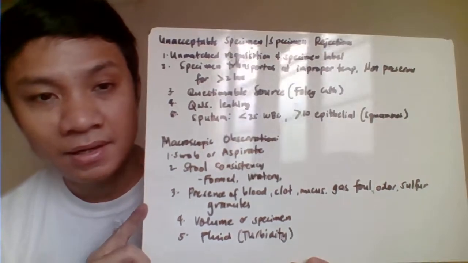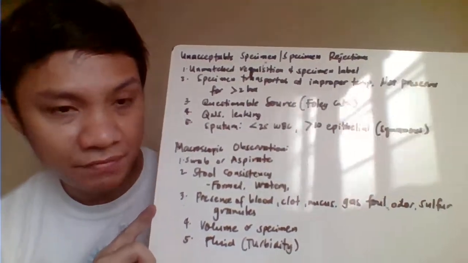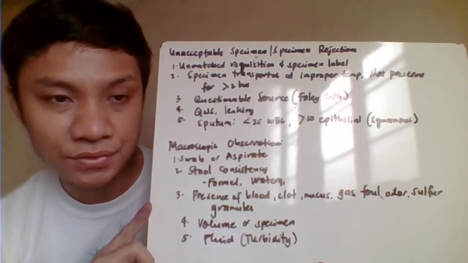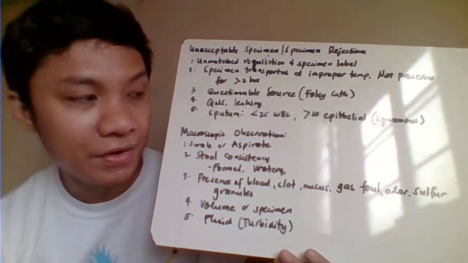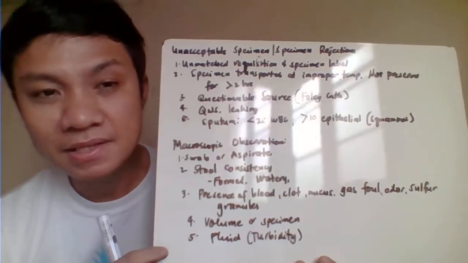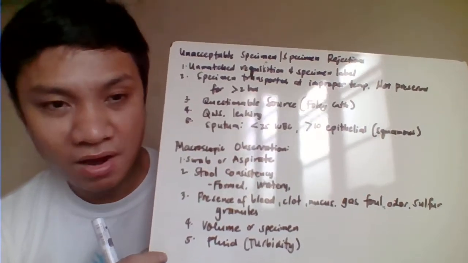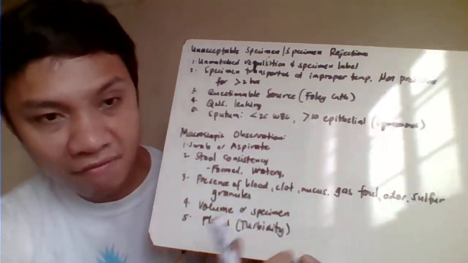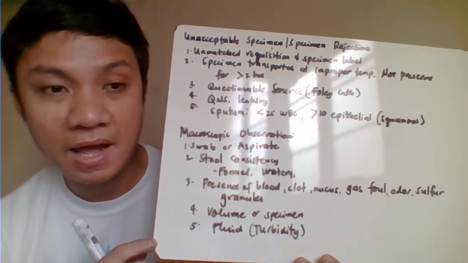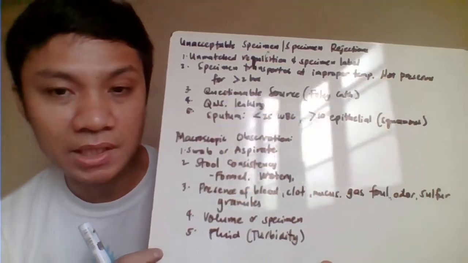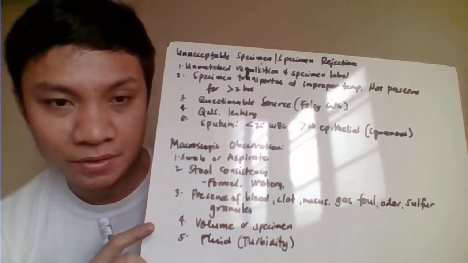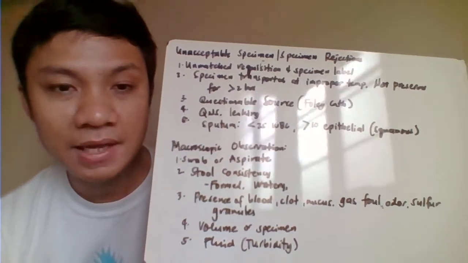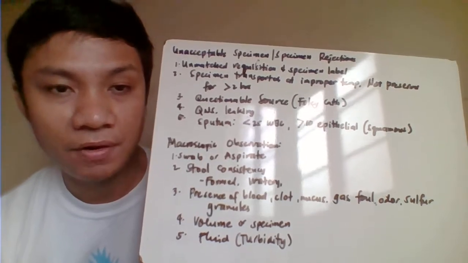Third one, you should also try to take note for the presence of blood, mucus, and we have also here the sulfur granules, mga distinct na characteristic odor. So, ang mga ito, it might signify that what you have are anaerobic na organisms. Number 4, try to indicate also here the volume. Ilang volume, you should be indicating that with your result form.